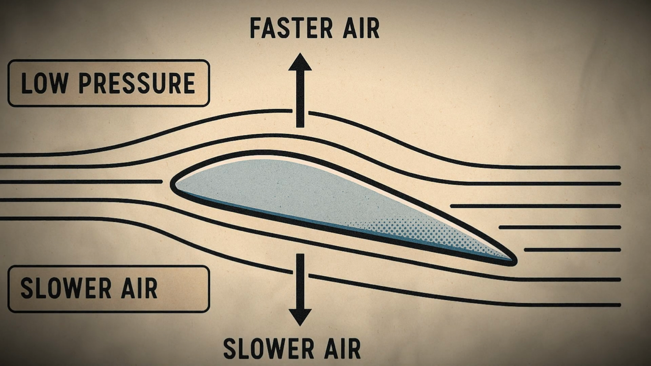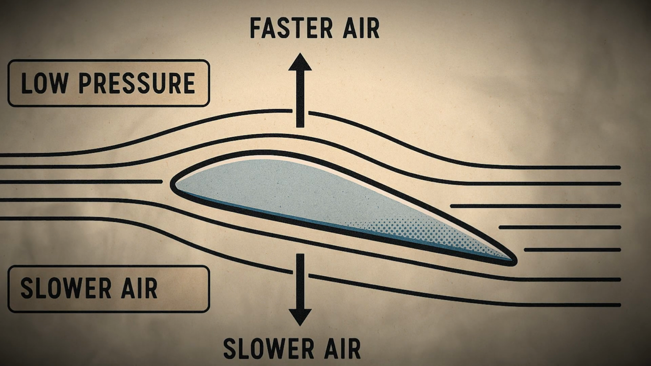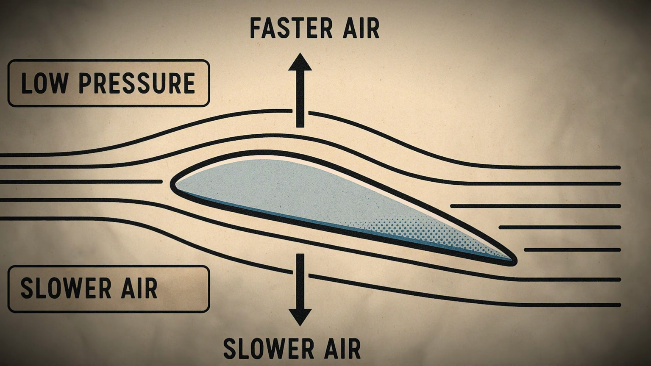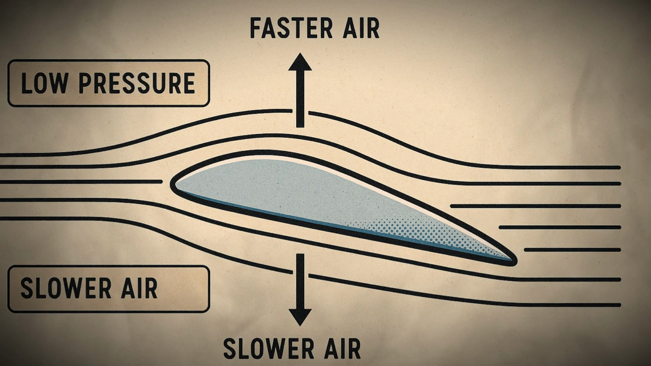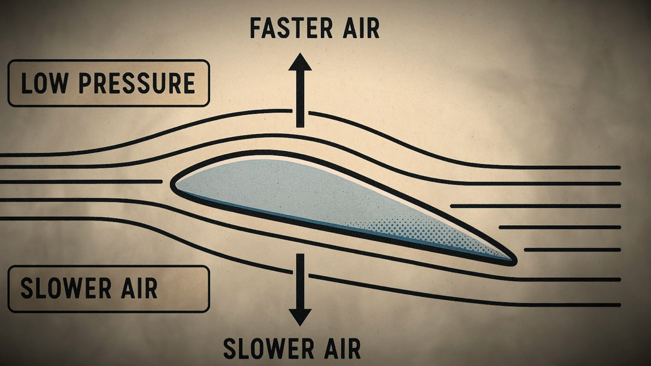When air passes over the wing during flight, the curved upper surface forces the air to travel faster than the air moving beneath the wing. According to Bernoulli's principle, the faster moving air on top creates an area of lower pressure, while the slower moving air beneath the wing maintains higher pressure. This pressure difference produces an upward force on the wing, which we recognize as lift.